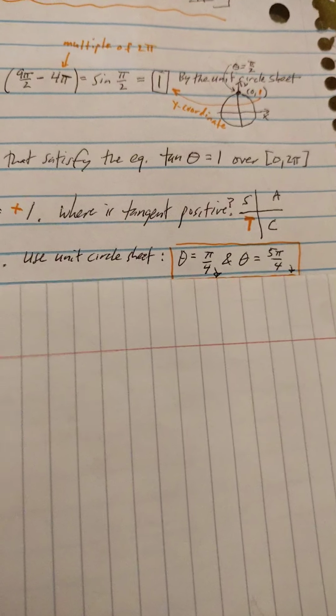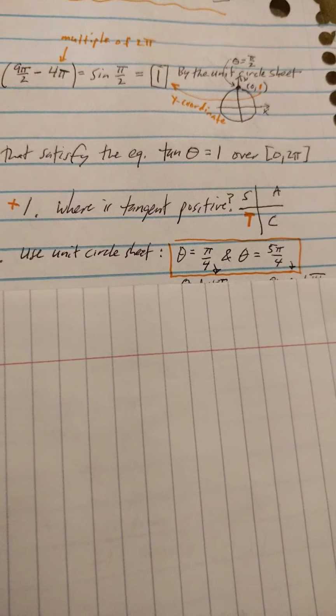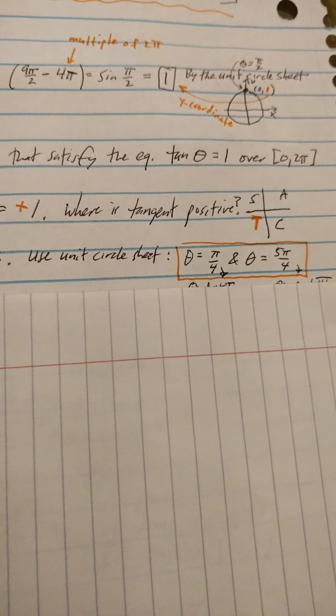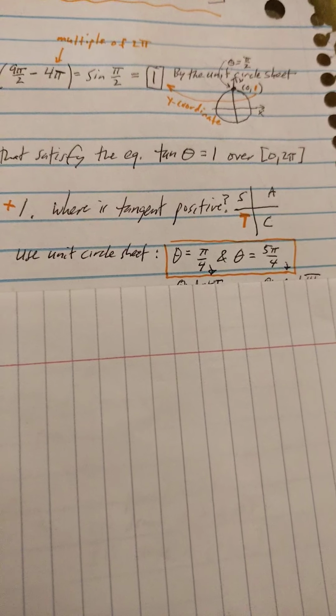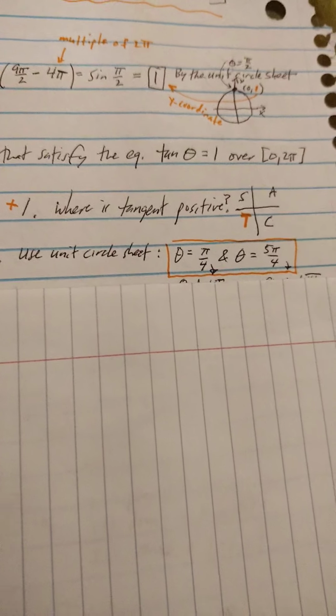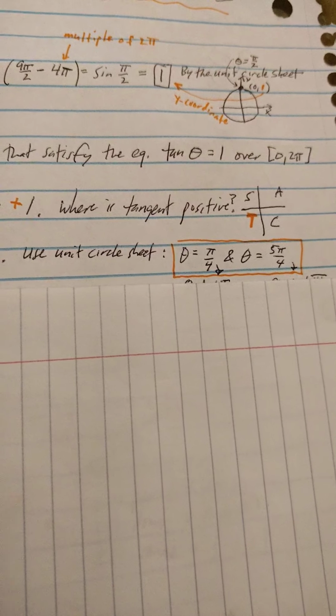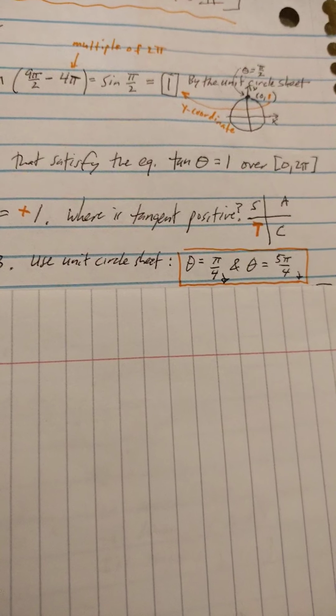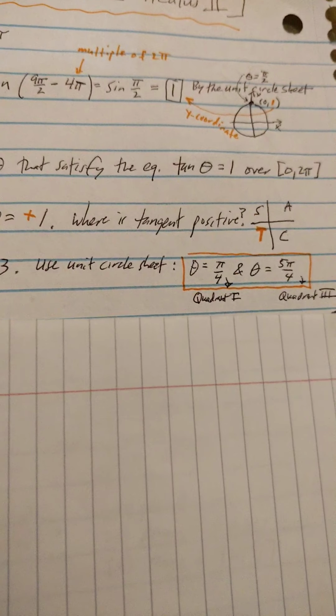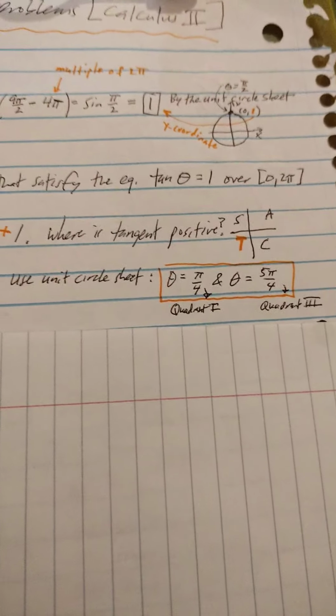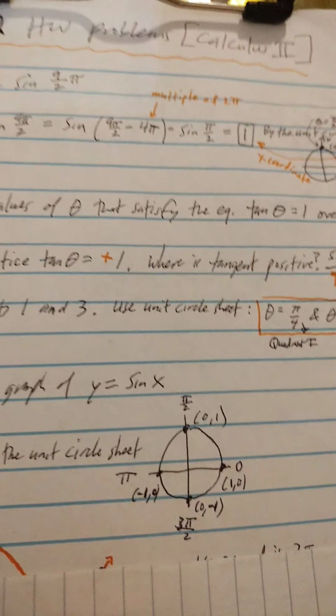And then in quadrant 3, you'll see from the unit circle, 5 pi over 4. The x and y coordinates are the same, so y over x equals 1. So the tangent of theta is positive 1 for those two angles of theta. Notice pi over 4 is a quadrant 1 angle, 5 pi over 4 is a quadrant 3 angle. Okay, let's go to the next question.